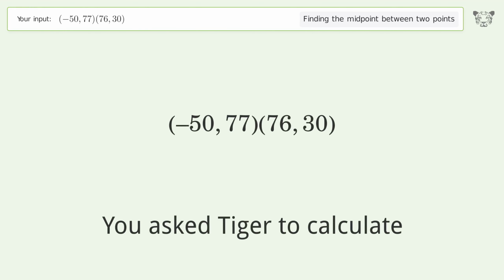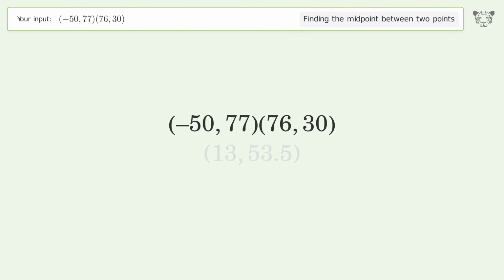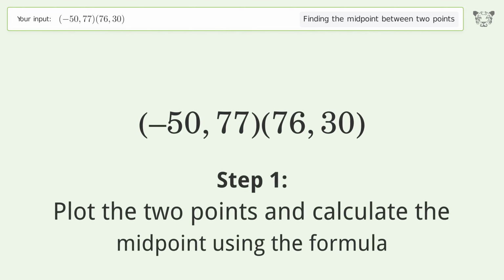You ask Tiger to calculate. This deals with finding the midpoint between 2 points. The midpoint between the 2 points is 13, 53.5. Let's solve it step by step. Plot the 2 points and calculate the midpoint using the formula.